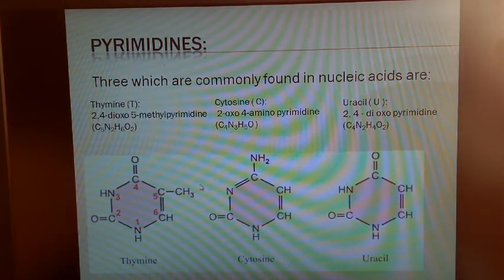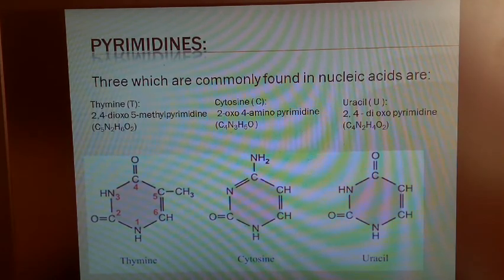Next is pyrimidine. The pyrimidines commonly found in nucleic acids are thymine, cytosine and uracil. Remember properly: adenine and guanine are purines; pyrimidines are thymine, cytosine and uracil. These five are generally called bases. Thymine is 2,4 dioxo 5-methylpyrimidine, cytosine is 2-oxo 4-aminopyrimidine, and uracil is 2,4 dioxo pyrimidine.